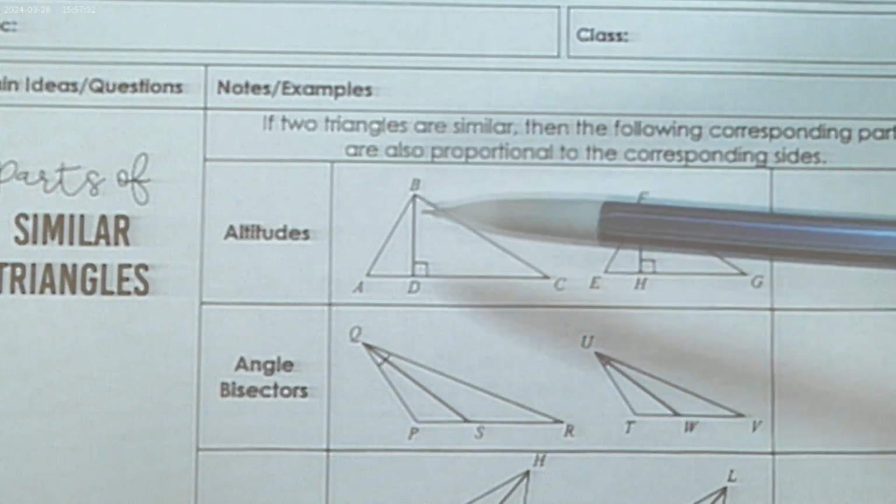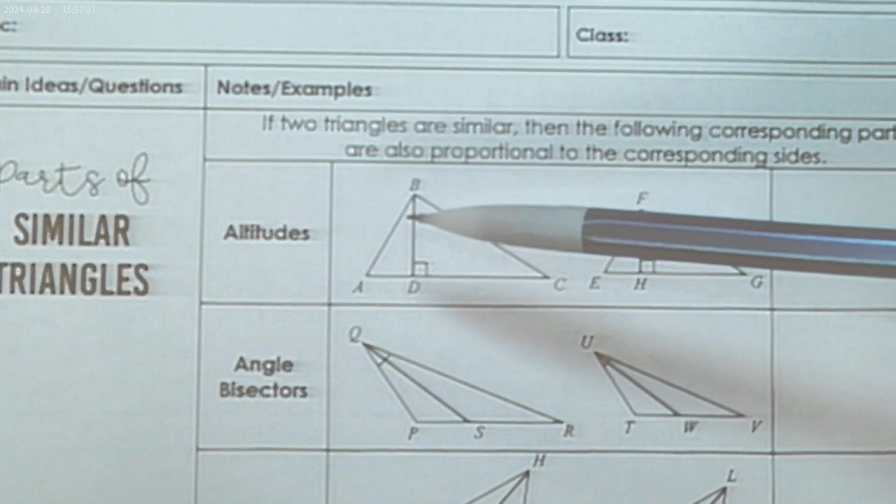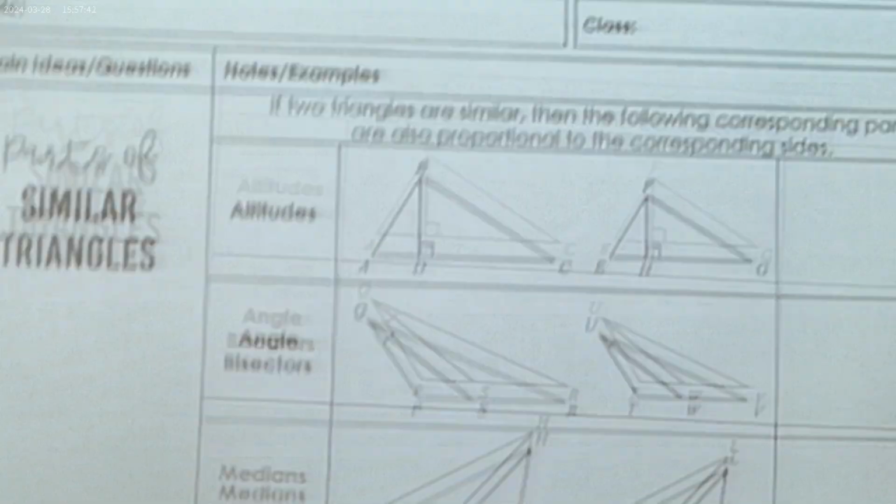And it's also going to create, like I said, two new triangles that each of them are going to be proportional to the other. So yeah, that's something else. That's another trick you can do.